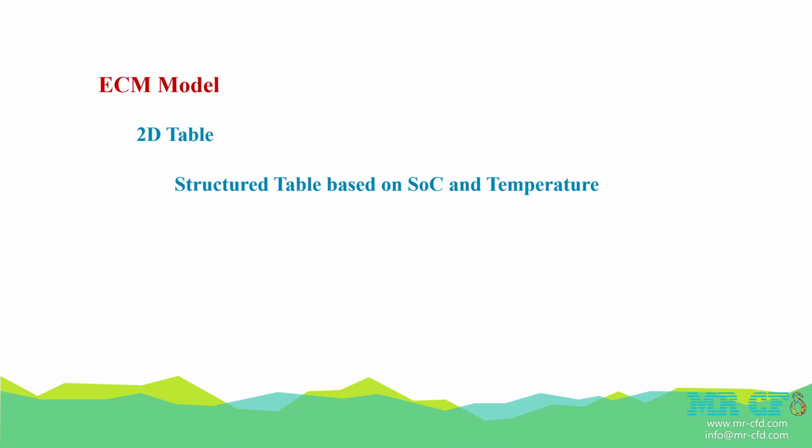Last is the two-dimensional table method that accounts for the effect of temperature. Unlike the previous two methods where the parameters are only a function of the SOC, the parameters in the 2D table method are a function of both the SOC and the temperature. According to the 2D table method, we define the open circuit voltage, resistances, and capacities in terms of temperature and SOC as a structured table.